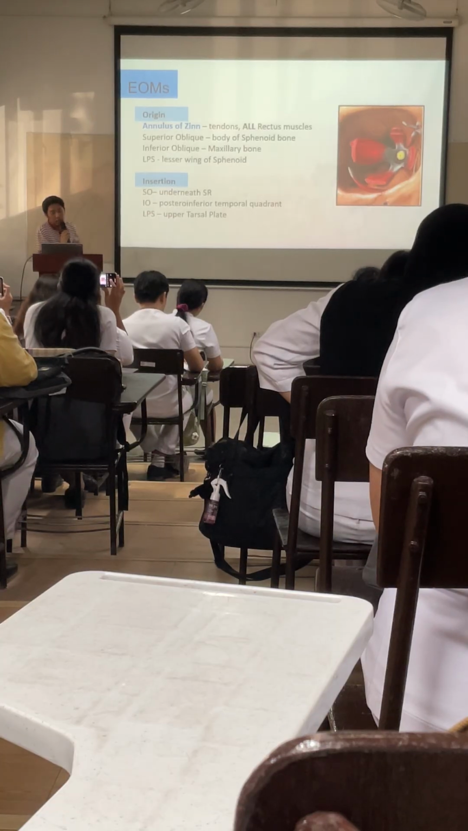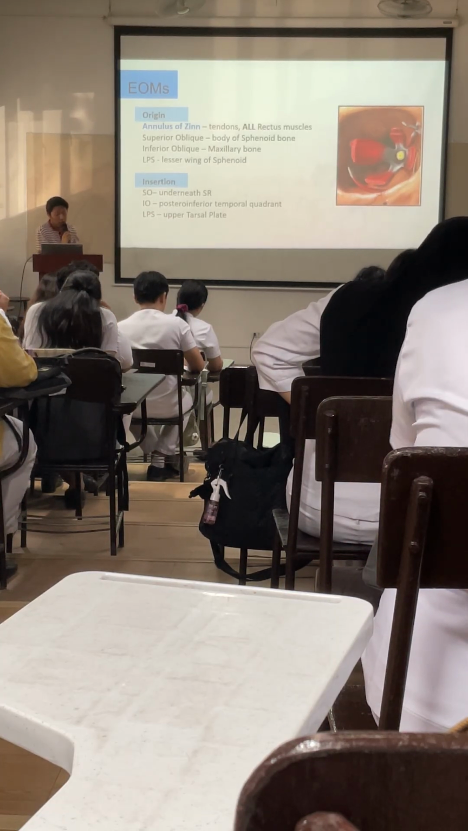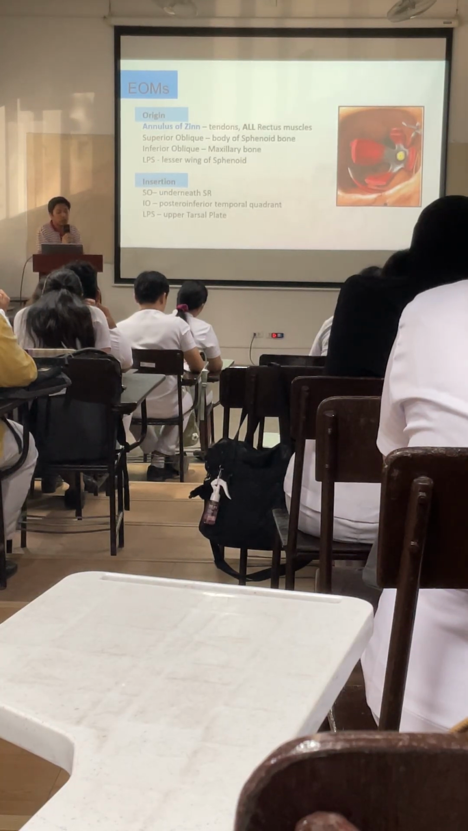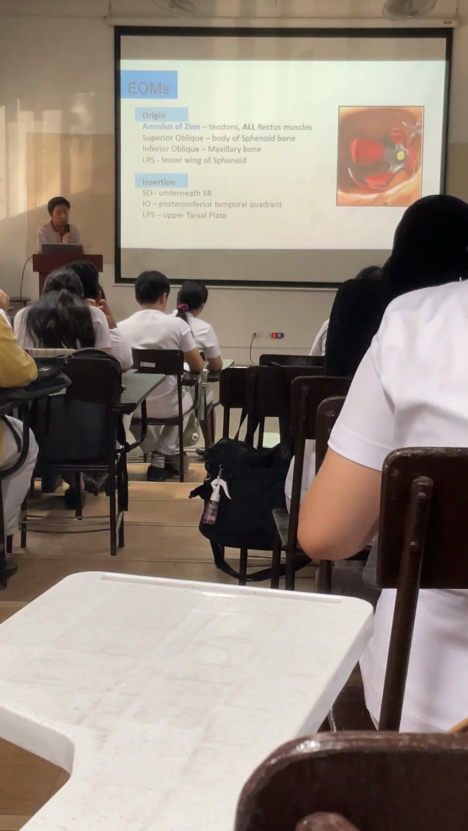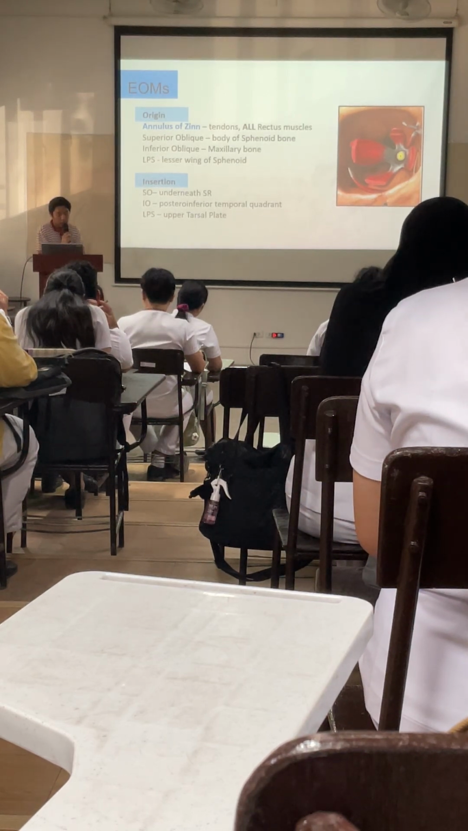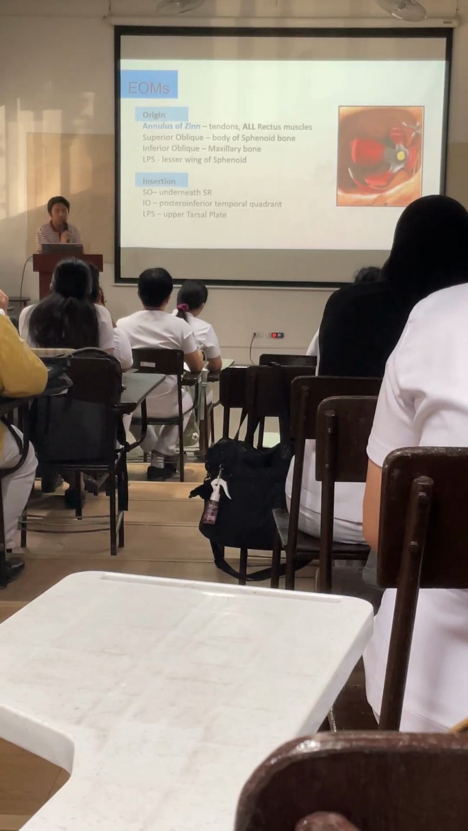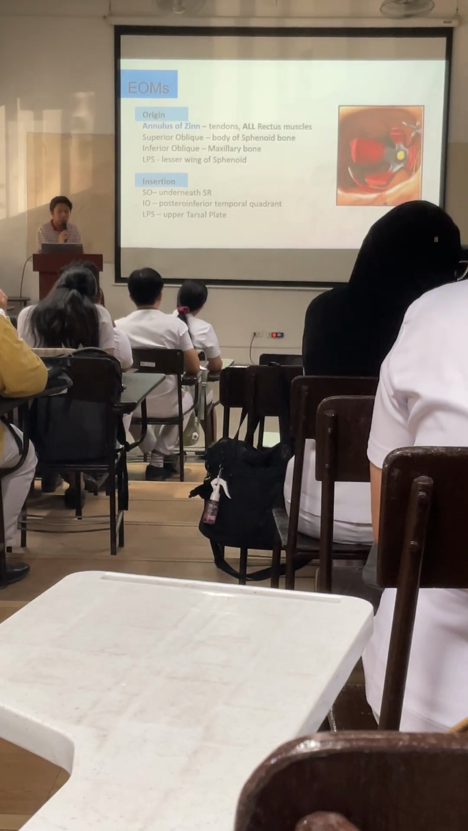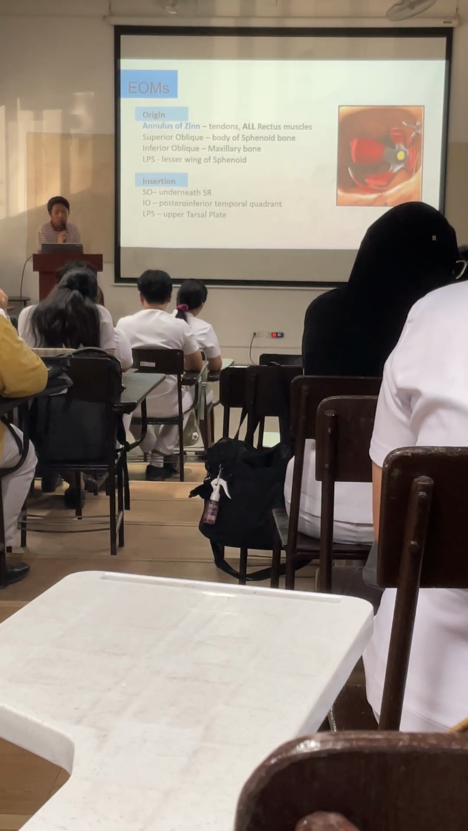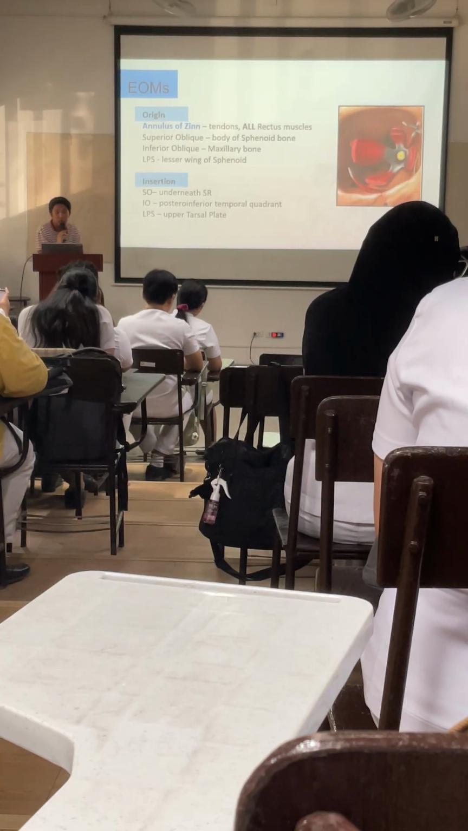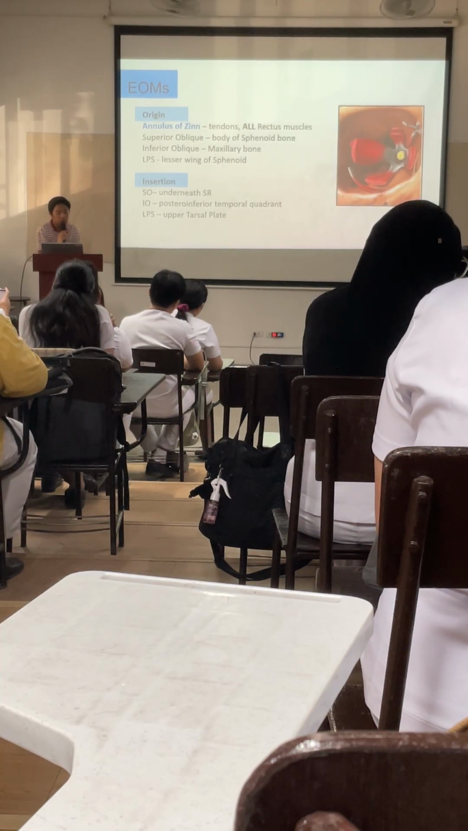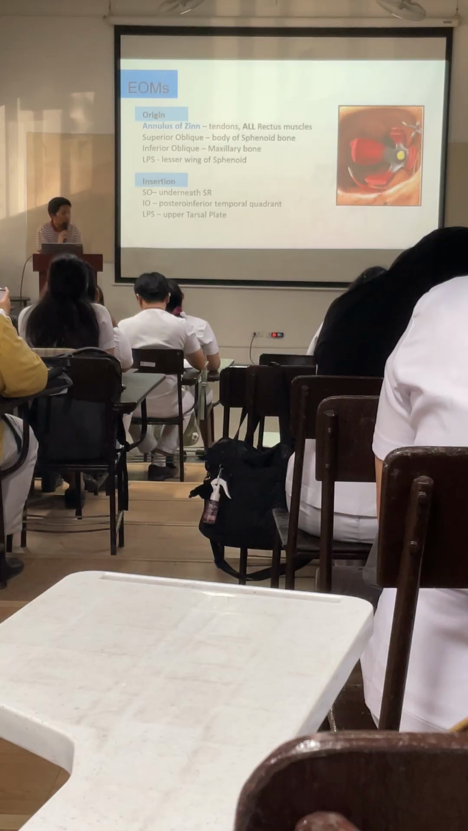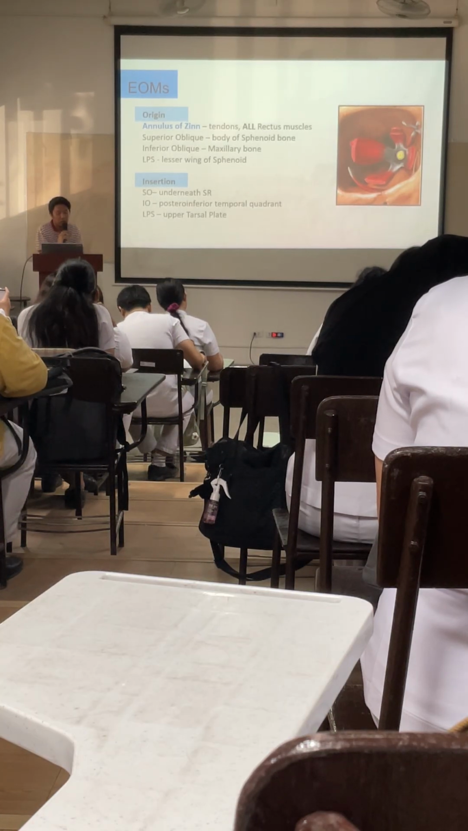Okay, so the annulus of Zinn is the origin of all rectus muscles. The superior oblique originates from the body of the sphenoid bone. The inferior oblique originates from your maxillary bone, and your levator palpebrae superioris originates from the lesser wing of your sphenoid bone. For your insertions, all rectus muscles insert at your spiral of Tillaux. Your superior oblique is inserted just underneath your superior rectus. Your inferior oblique is inserted at the posterior inferior temporal quadrant, and your levator palpebrae is inserted at your upper tarsal plate.